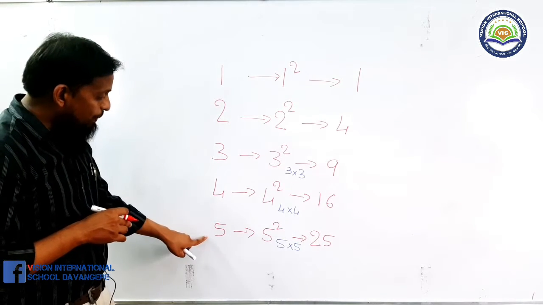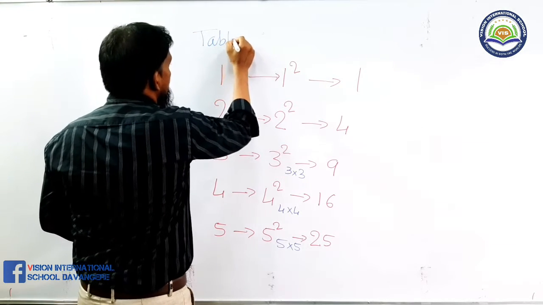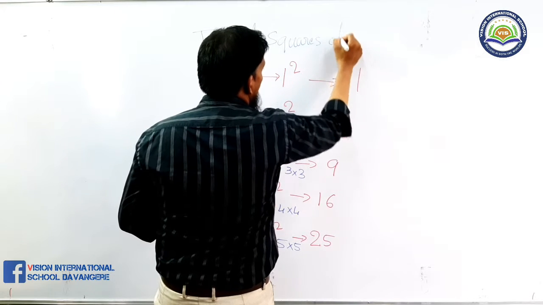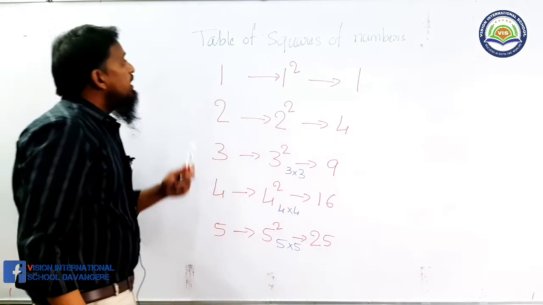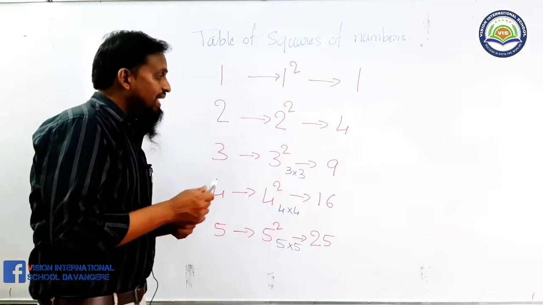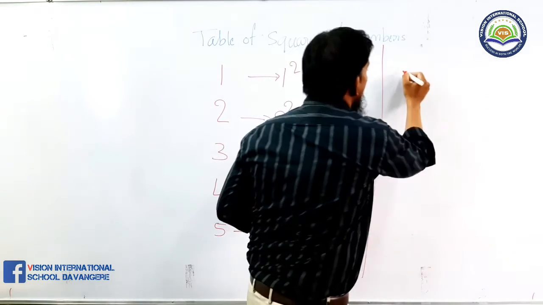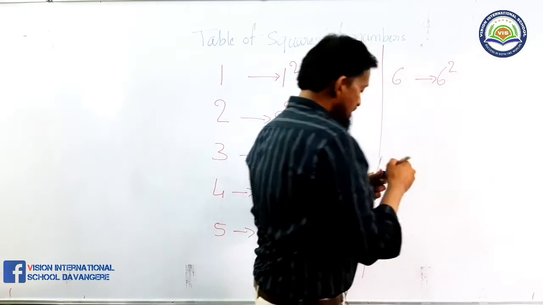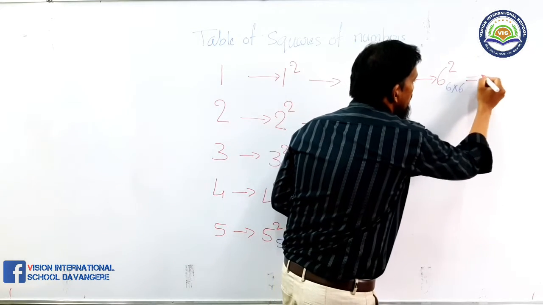Now we wrote the table of squares of numbers. This is the table of squares of numbers from 1 till 5. Let us proceed and complete till 10. Now 5 is done. Now the number 6, the square of 6 is 6 square. 6 square means how much? 6 into 6.